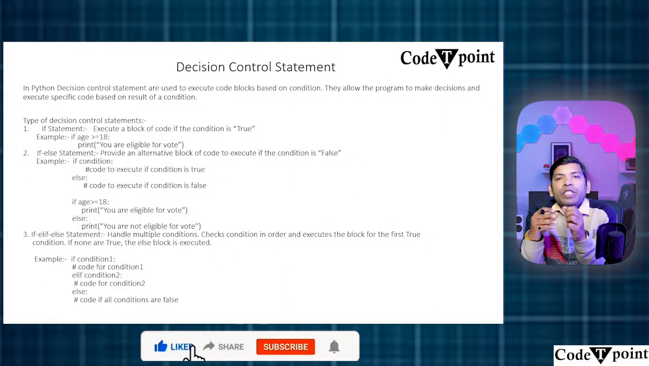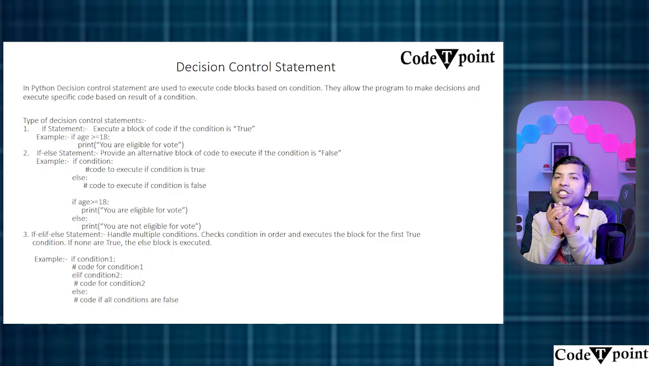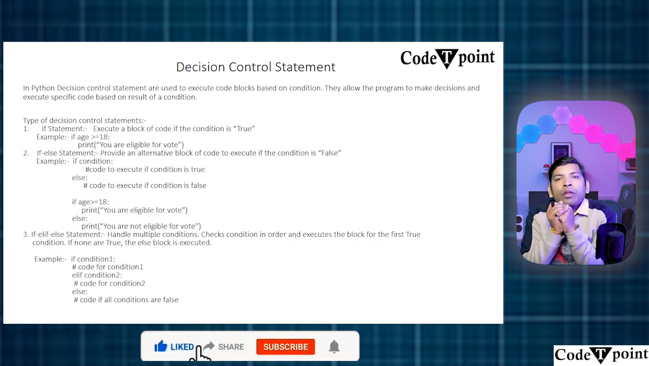In this tutorial, we are going to cover one very important topic, which is decision control statement, and we will understand how we can write decision control statements in our Python programming. So decision control statement is nothing but a combination of if and else statements, or you can say it is an if and else block of code.